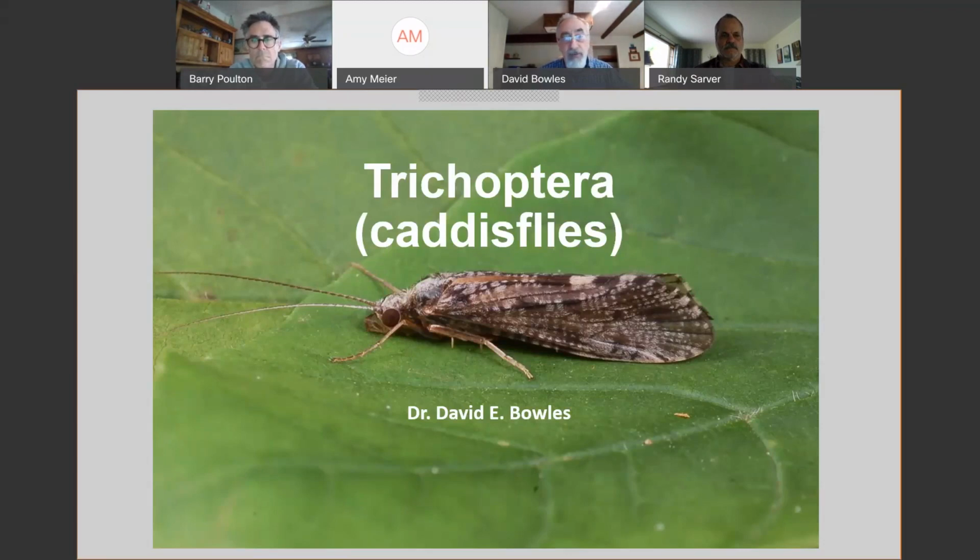I've been studying caddisflies for 40 years now. I remember the very first caddisfly I ever saw was a larva in a class in about 1980. And I never looked back. It was love at first sight. So that's an adult caddisfly you see in the photograph. And of course, you're going to be looking mostly at the larval forms, which we'll get to here momentarily.